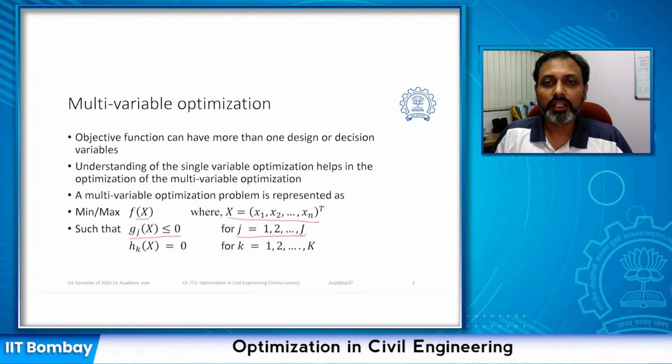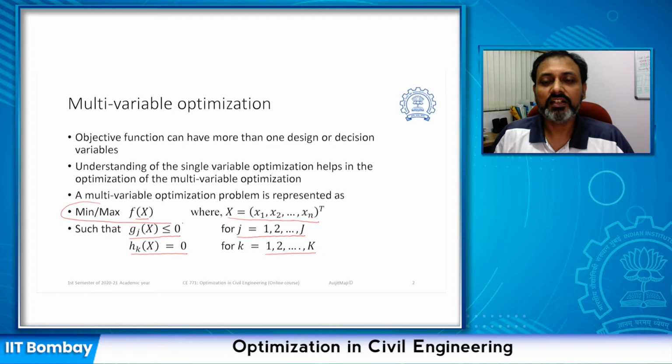In today's class, we'll learn about unconstrained multivariable optimization problems. We learned about the necessary and the sufficiency conditions for the single variable optimization problems. The same is going to be applied to the multivariable optimization problems. However, the multivariable aspects need to be incorporated in the derivation of the conditions.